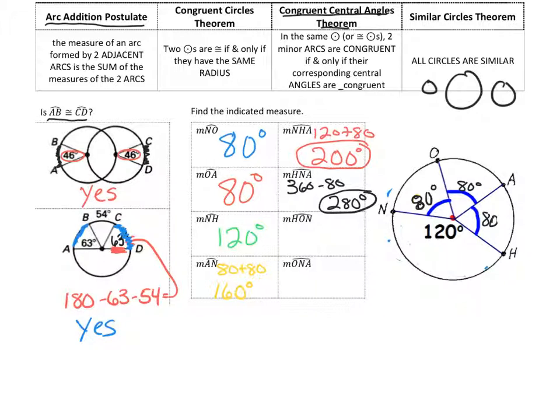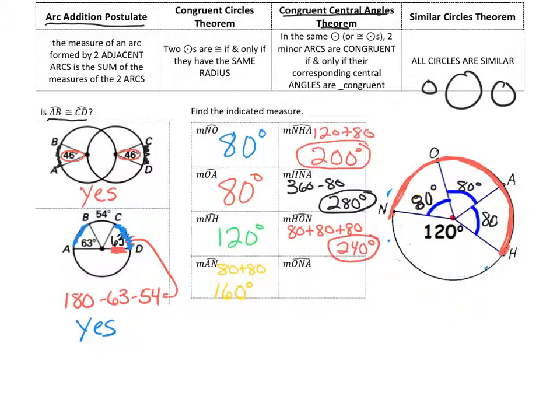Our next one we're talking about is HON. So I start at H, then I go to O and stop at N. If we look here, it's going through 3 of the 80s. So if I add up 3 of the 80s, I end up with 240 degrees.